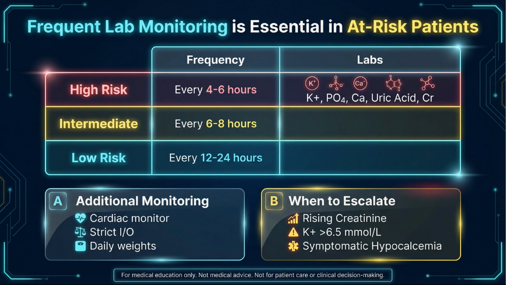In addition to labs, other monitoring is crucial. This includes continuous cardiac monitoring for any signs of hyperkalemia-induced arrhythmias, strict tracking of intake and output, and daily weights to assess fluid status. An ECG should be obtained if the serum potassium rises above 6.0 or if the patient becomes symptomatic. You should have a low threshold to escalate the level of care if you see concerning trends, such as a rising creatinine despite hydration, a potassium level climbing above 6.5, symptomatic hypocalcemia, or persistent oliguria.